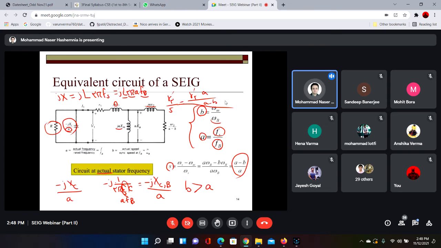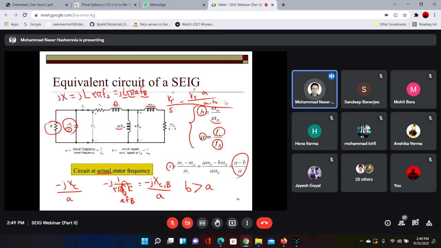So the problem here is that we are facing reactances which are not evaluated at the frequency of the circuit. The frequency of this circuit is f stator. But these reactances and other reactances are evaluated at f base.